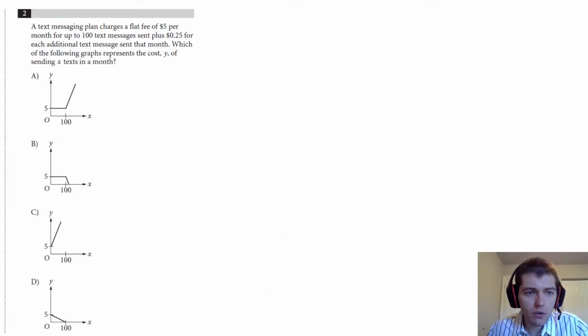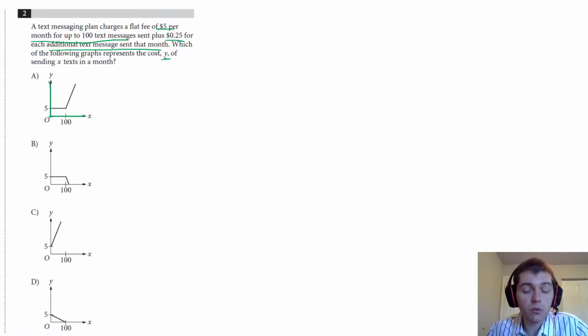Question 2, they're asking: a text messaging plan charges a flat fee of $5 a month for up to 100 text messages, plus 25 cents for each additional text message sent that month. Which of the following graphs represents the cost y of sending x text messages per month? So y is the cost axis, and this will be text messages per month on the x.